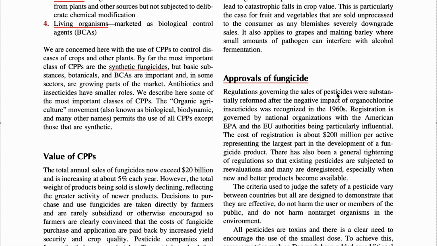Regulation governing the sales of pesticides was substantially reformed after the negative impact of organochlorine insecticides was recognized in the 1960s. Registration is governed by national organizations, with the American EPA and EU authorities being partially influential. The cost of registration is about $200 million per active, representing the largest part in the development of a fungicide product. There has also been a general tightening of regulation so that existing pesticides are subjected to re-evaluations and many are deregistered, especially when new and better products become available.